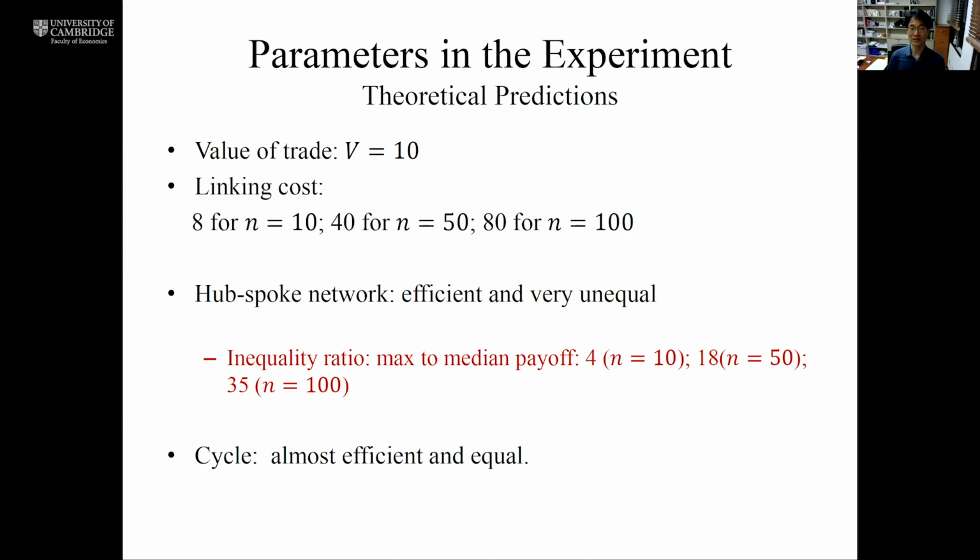Now, again, in the experiment, you can think about 2 different types of networks. One is a hub-spoke network and another is a cycle network. The hub-spoke network is an efficient network under our selection of the parameter values, but very unequal. However, the cycle network is almost efficient and also has very equal outcomes.